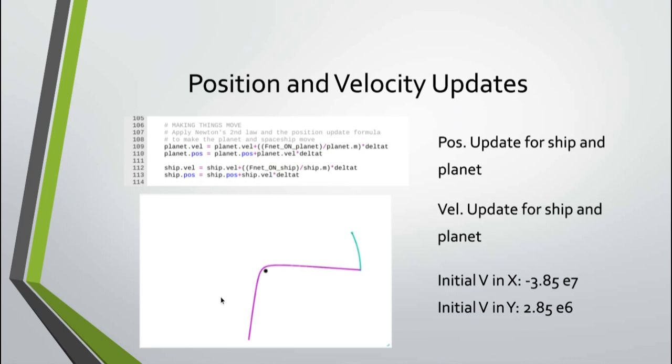For the position and velocity update formulas, you use both of those for each to get the initial velocity. After trial and error, I figured out that the initial velocity in the x direction was negative 3.85e7 and in the y direction 2.85e6, to get close enough to the black hole without crashing into it and then exit the system. And that's the planet here in cyan.